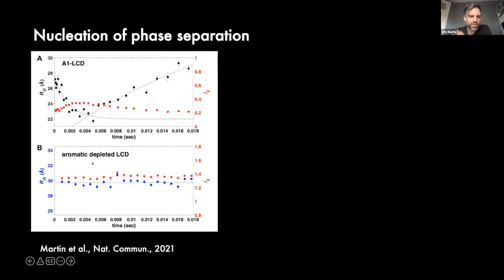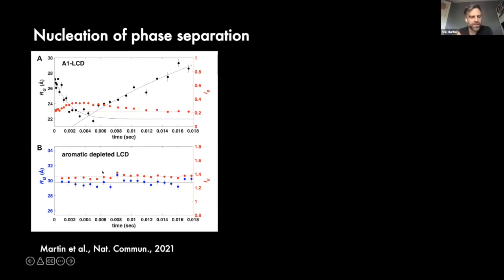And we were honestly a bit surprised that we were able to see this quite readily. So what we're looking at here is a trace of the radius of gyration as a function of time after mixing. And this is our wild type phase separation competent low complexity domain. You see a very rapid collapse at the beginning of the mixing period, and then a rescue as clusters of molecules begin forming.